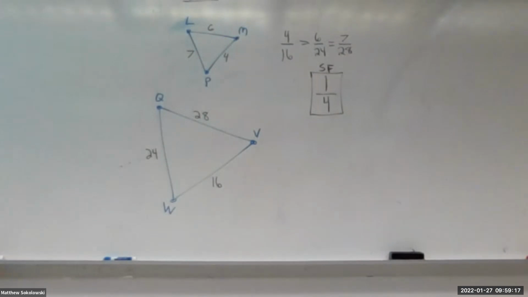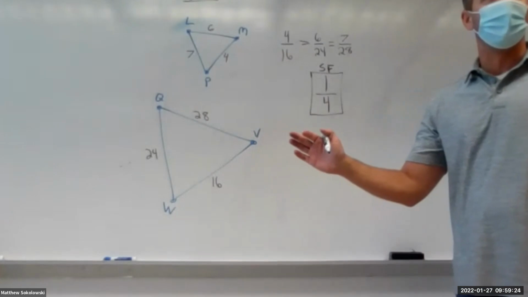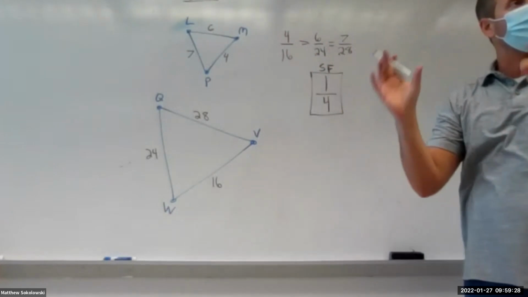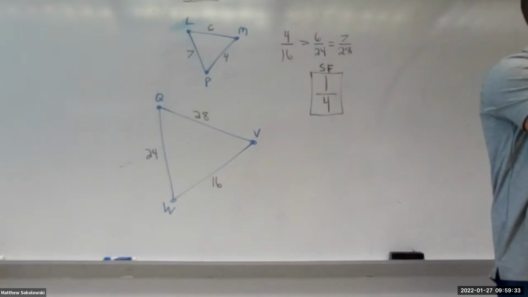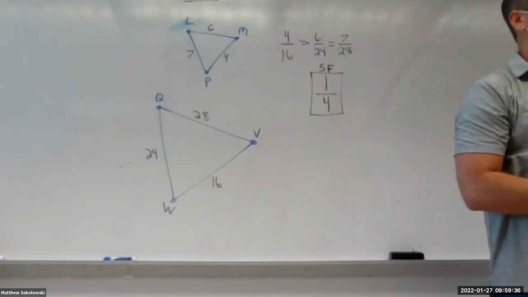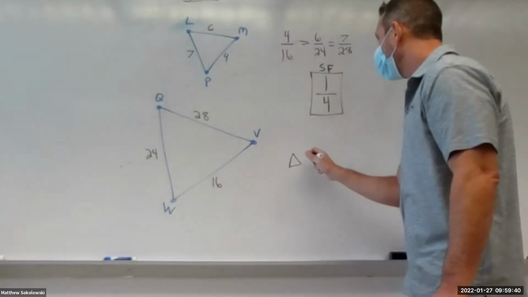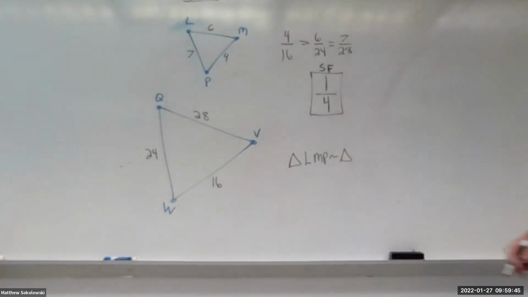Okay? All right, now the next thing we need to do is name the similar triangles. Now, you have to match it up so that the corresponding parts are written the same way, in the same order, right? So triangle LMP is similar to what triangle? You try first. Write down a triangle, see if you can match up the sides.